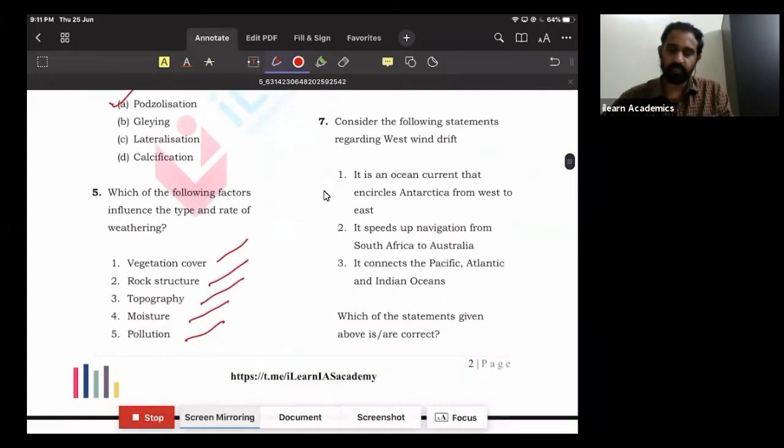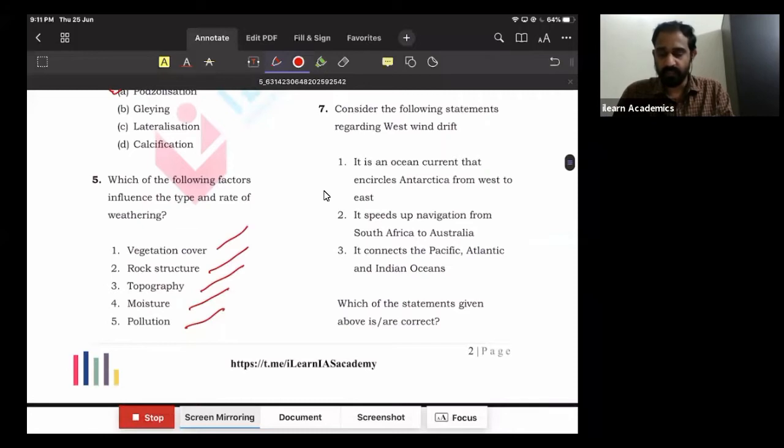Question number 7 is regarding west wind drift. So statement 1 says it is an ocean current that encircles Antarctica from west to east. So that is true. West wind drift is an ocean current which encircles Antarctica.